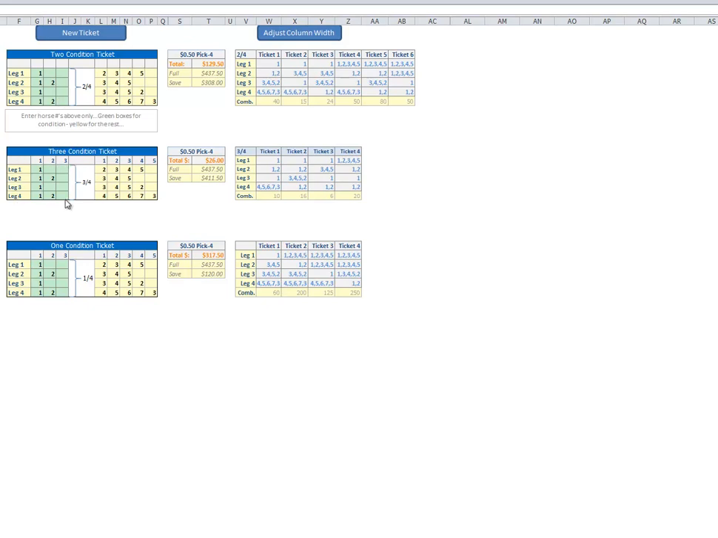If you are going to use the 3 condition ticket, which is going to cost you significantly less, please understand you must hit 3 out of these conditions. In other words, 3 out of the 4 legs must be hit by your key horses.